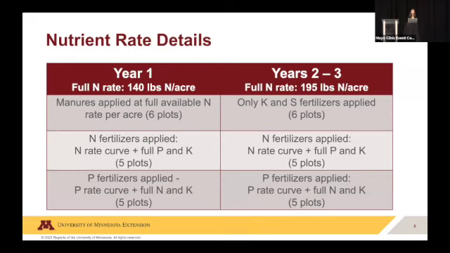Then again, with our fertilizer plots, we applied the same nitrogen rate curve and same phosphorus rate curve. The phosphorus rates were in fact the same. Nitrogen, we did change a little bit because the full nitrogen rate in the second year was 195 pounds of nitrogen, because in this case we're following corn on corn. So we upped the nitrogen rates there.